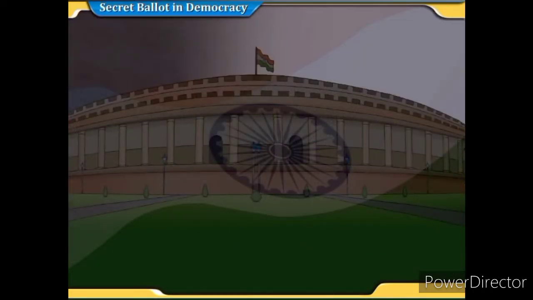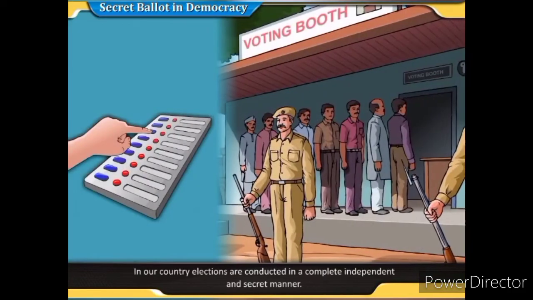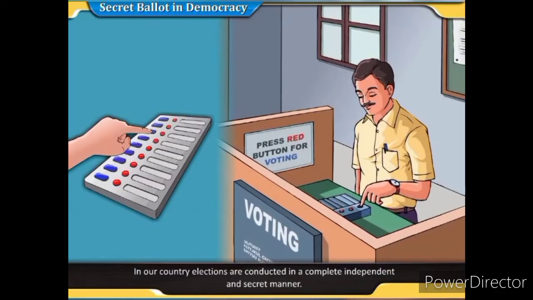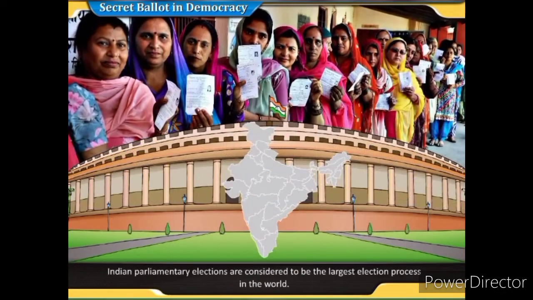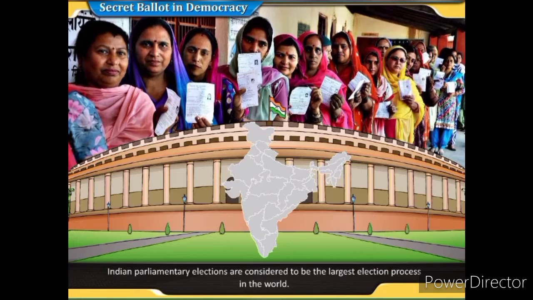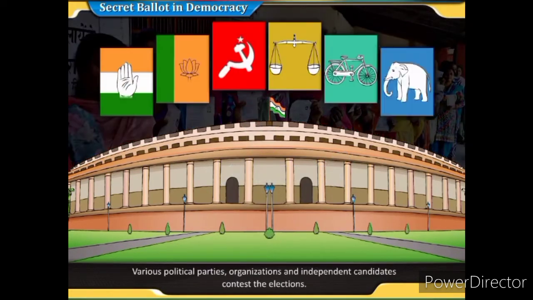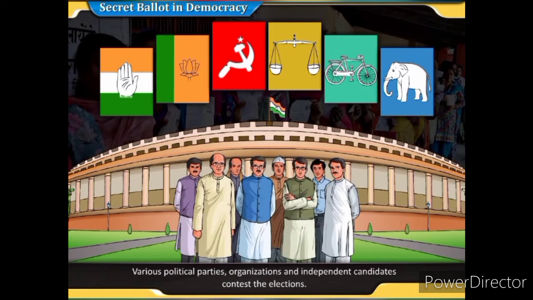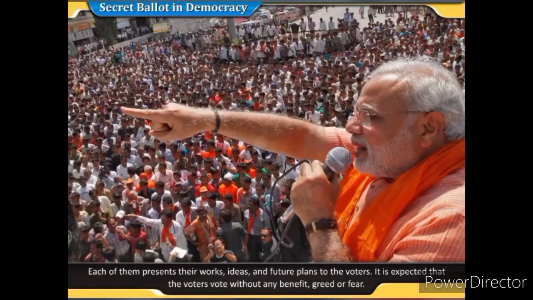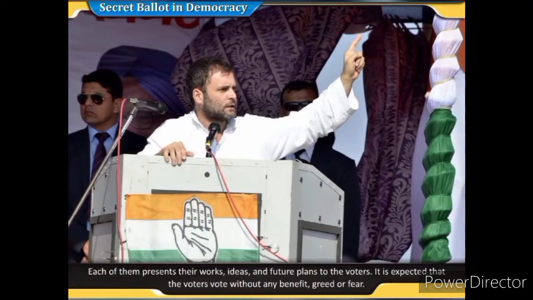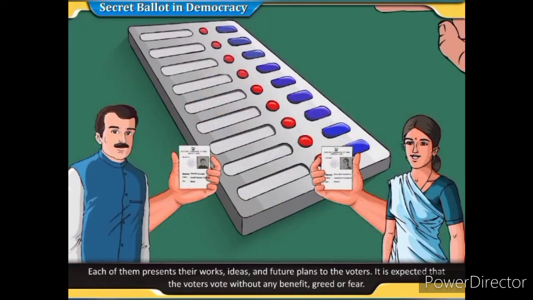Secret ballot in democracy. In our country, elections are conducted in a completely independent and secret manner. Indian parliamentary elections are considered to be the largest election process in the world. Various political parties, organizations, and independent candidates contest the elections. Each of them presents their works, ideas, and future plans to the voters. It is expected that the voters vote without any benefit, greed, or fear.